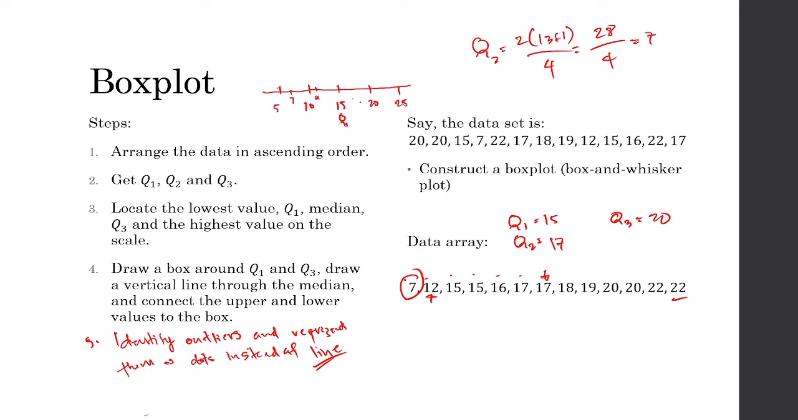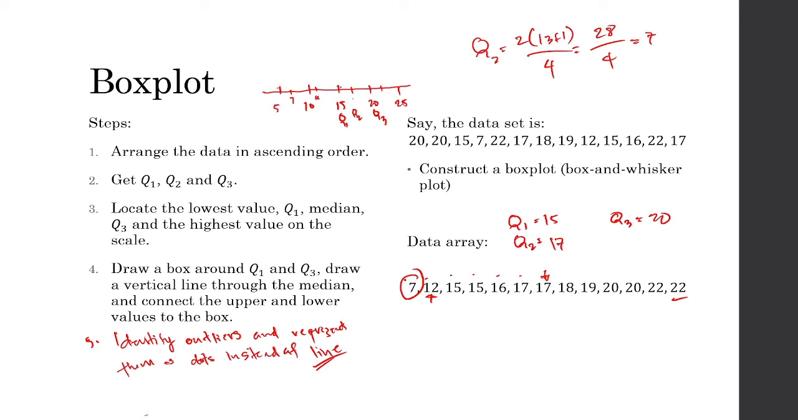Q1. Okay? Then Q2, which is 17. It's quite small. And we have our Q3, which is 20. Then our highest value is 22.